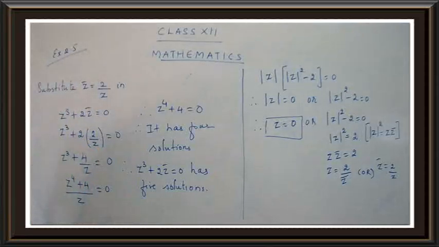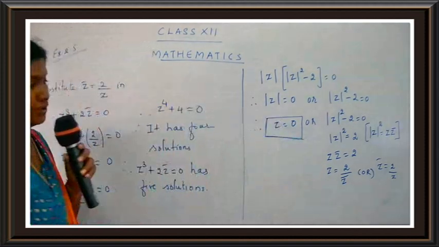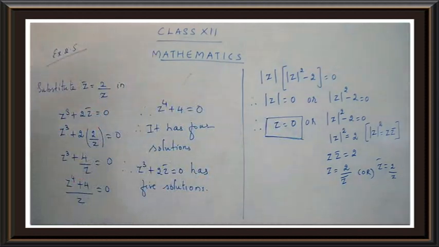That's all. Are you getting the point, children? So already we have found one solution as z is equal to 0, and so we have to finalize the answer saying that it has totally 5 solutions. So highlight this. This is one solution and here 4 solutions. So totally 5 solutions.